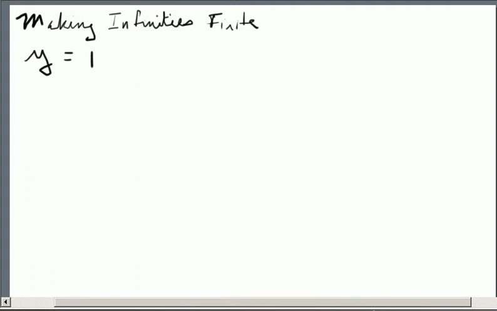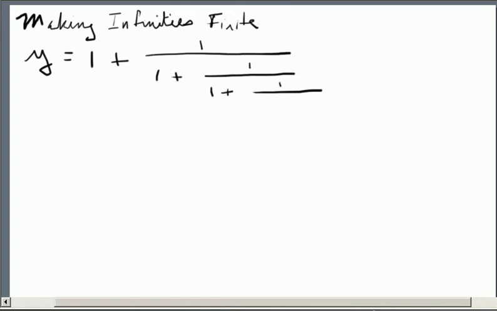This is what's called a continued fraction. So it's 1 plus, and we're going to need a long bar here. So 1 over 1 plus, and then the same kind of thing, 1 over, then 1 plus 1 over, then 1 plus 1 over 1 plus dot dot dot. And that goes on for infinity.